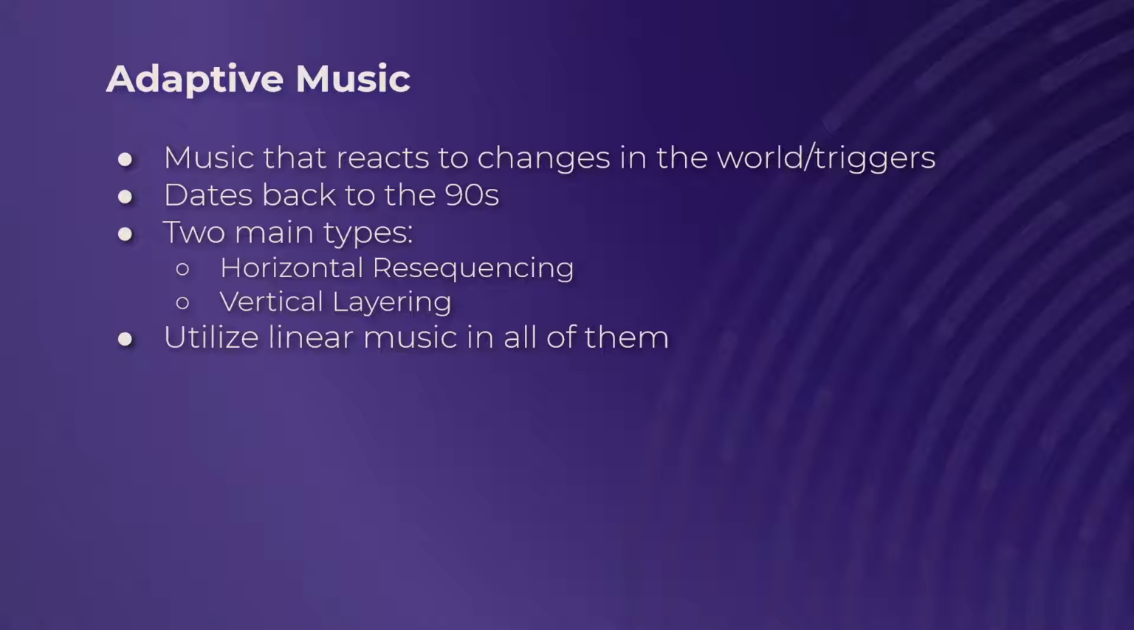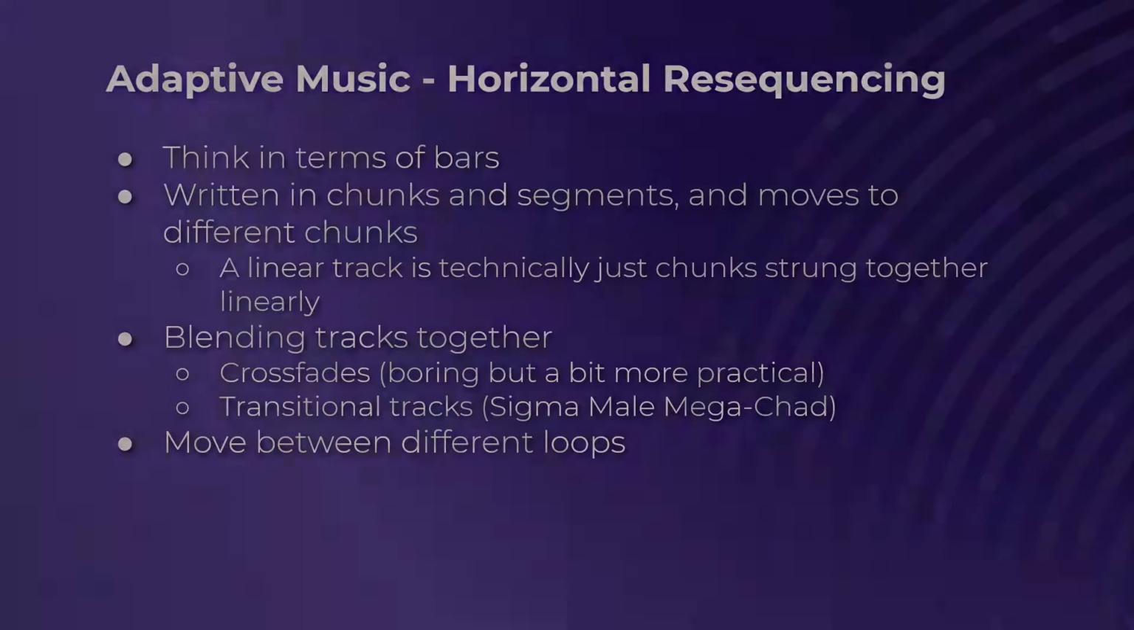So again, take a shot. I say every time I say there are two types of this, but there are two main types of adaptive music, or at least two different categories that you could see different parts falling under. There are horizontal resequencing and vertical layering, and we're going to talk about both of those in a sec. But the most important thing about adaptive music is that it could not be done without linear music, and we'll get into why in a sec.